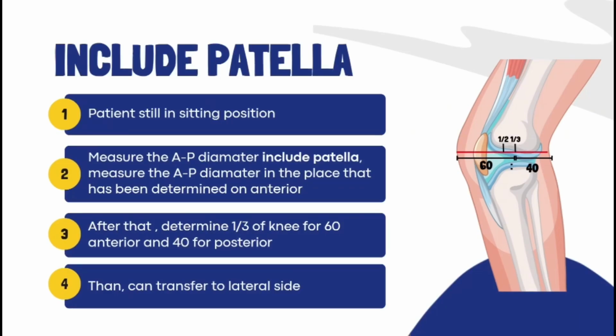And the first is including the patella. The patient is still in sitting position on the sagittal plane, and then measure the AP diameter. This is the AP diameter, the red line. Include the patella. Measure the AP diameter at the place that has been determined on the anterior part.